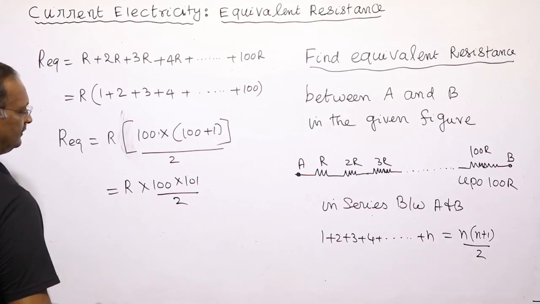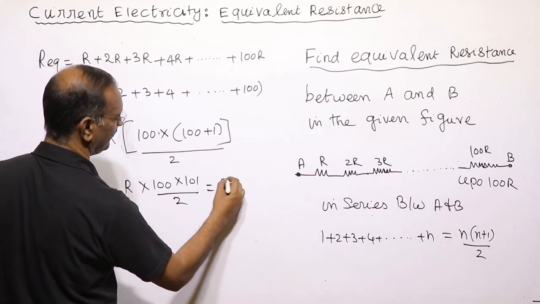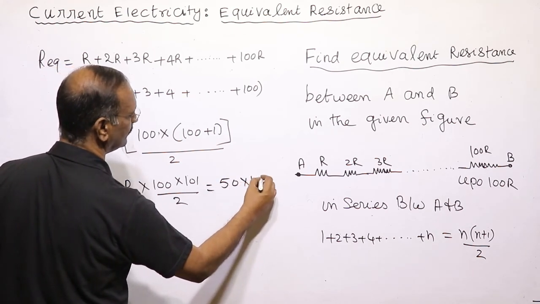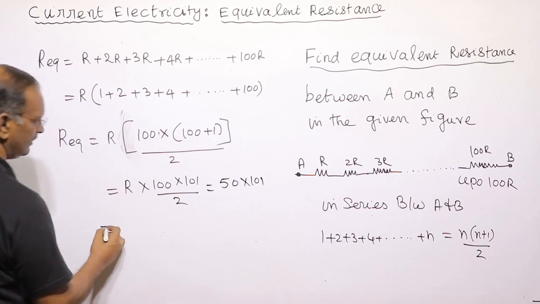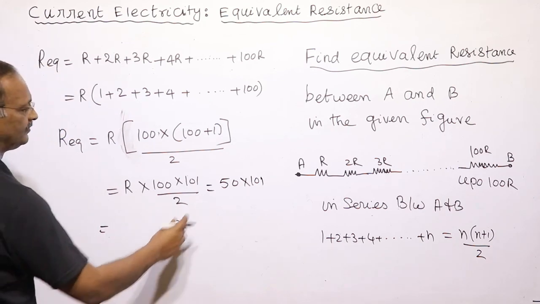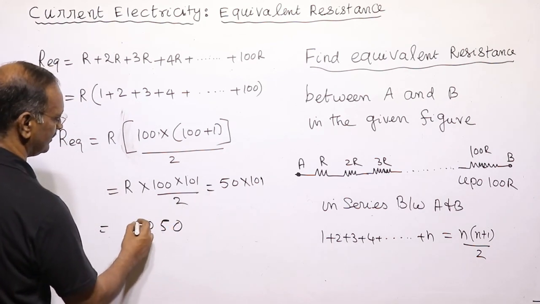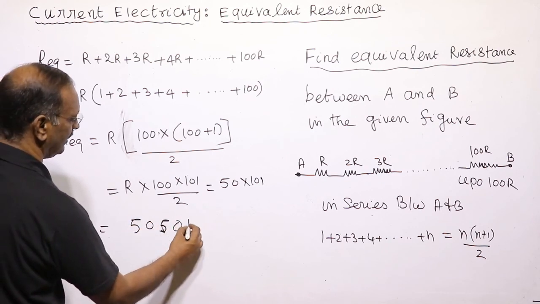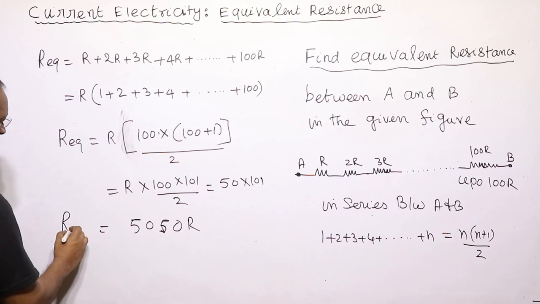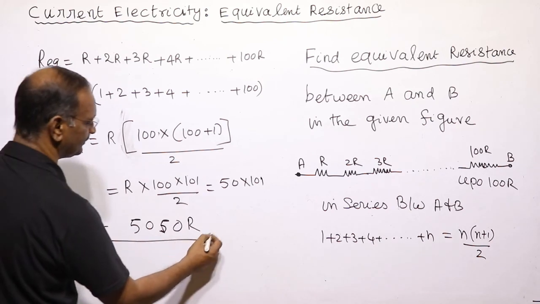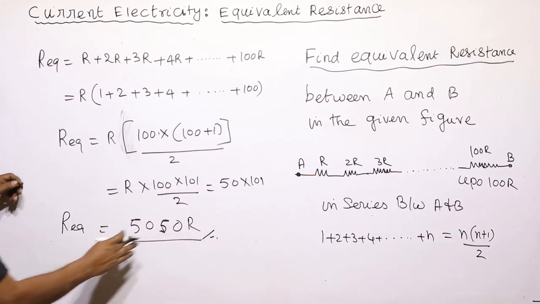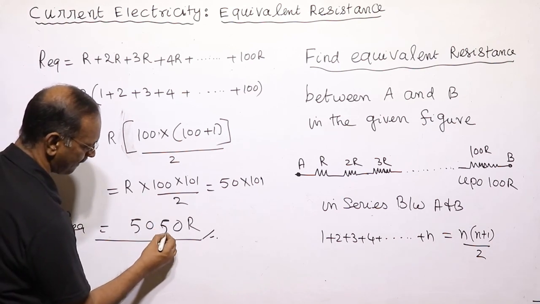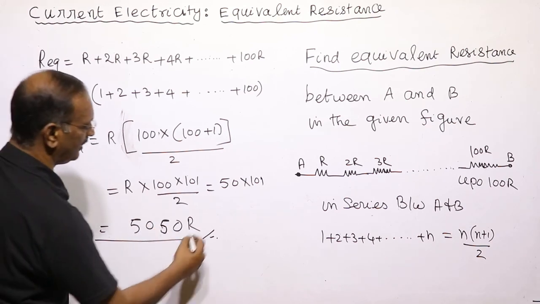So this is equal to 50 into 101, which is 5050. So R equivalent for this given circuit is 5050 R ohm.